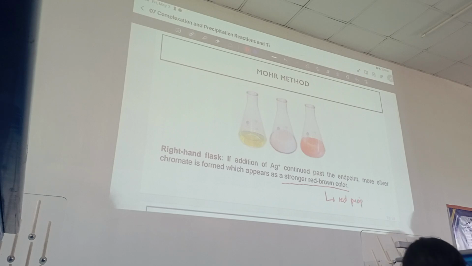Mauna ang inyong endpoint. Okay? So this is initial. This is equivalence point. And this is post-equivalence or your endpoint. Question pa more. Sa Volhard method, mag-back-titration ka. Sa Mohr, kailangan direct titration.